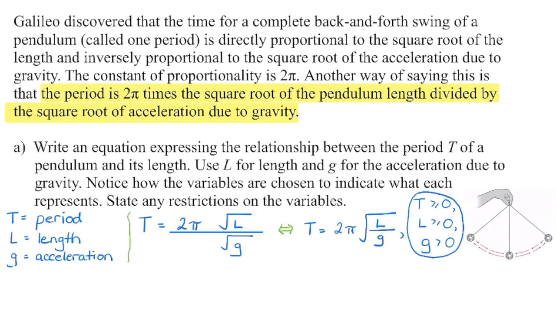And then if the period is the time it takes for the pendulum to make one complete motion back and forth, that's going to have to be positive or 0.